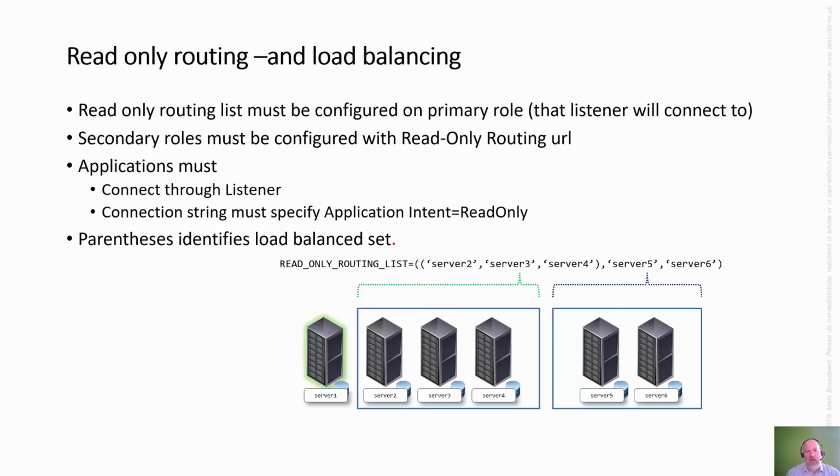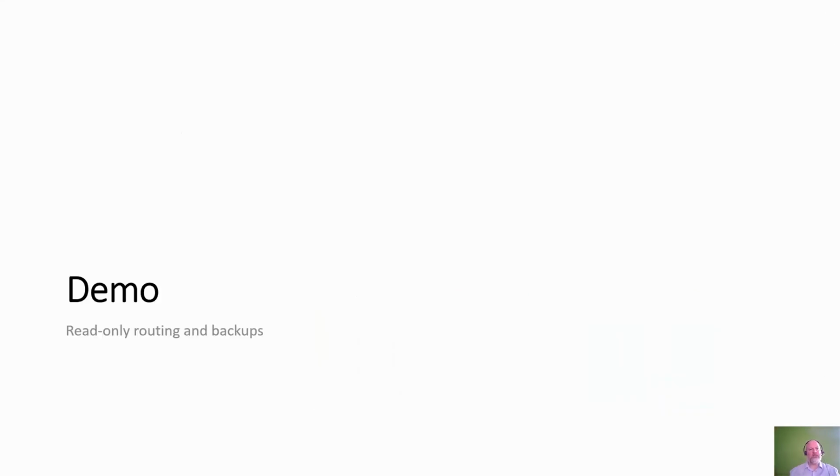If you do have an availability group with lots of replicas and want to use load balance sets, I suggest you go and read a bit more on exactly how that works, because it's a little bit difficult to comprehend just by looking at this. So going back into the demo, we will now have a look at this read-only routing and backups.